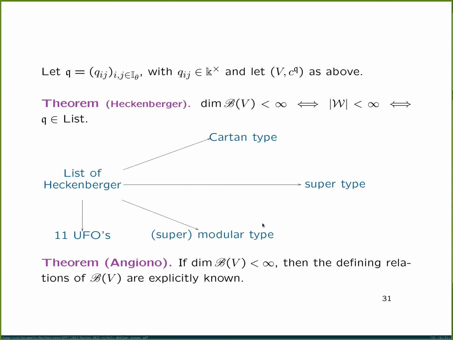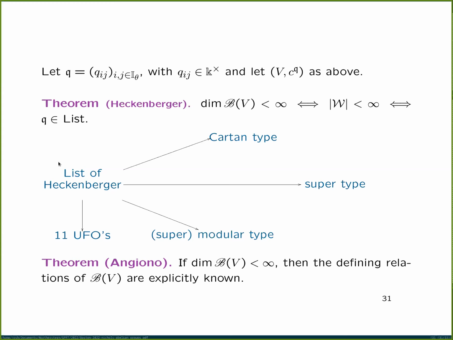So the main theorem by Heckenberger is as follows. Given a matrix Q, the dimension of V is finite if and only if the Weyl groupoid is finite, which means that the set XQ will be finite and the root systems will be finite in any fiber of the bundle. And if and only if Q belongs to a list.